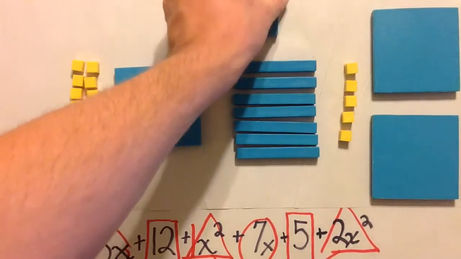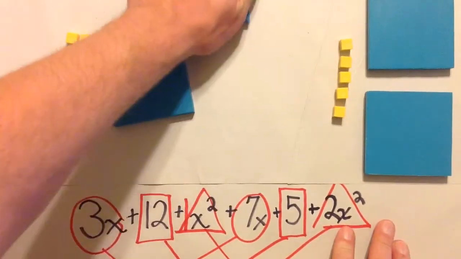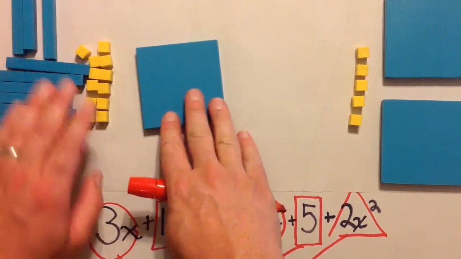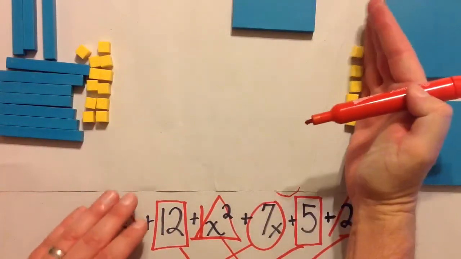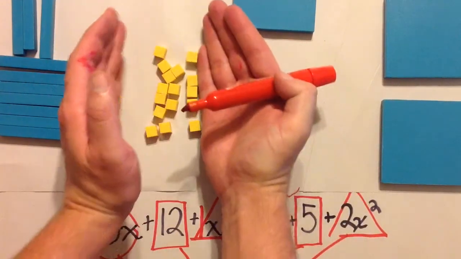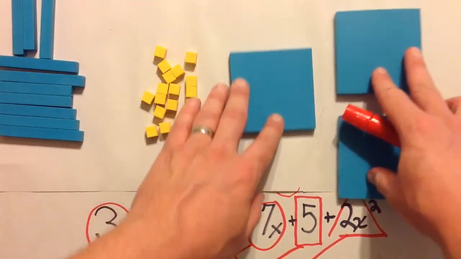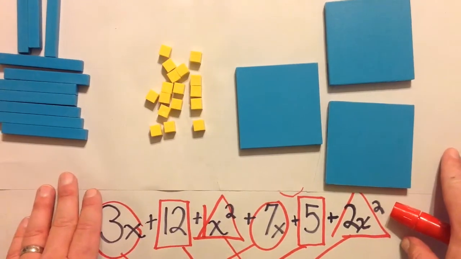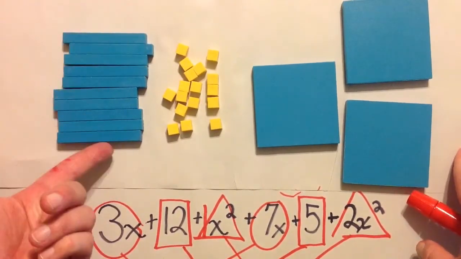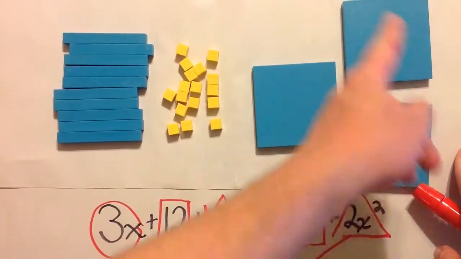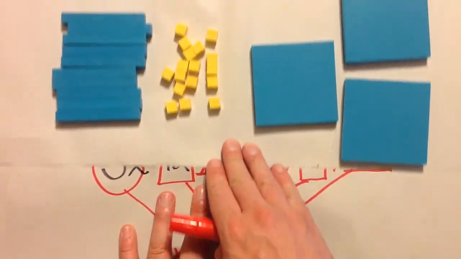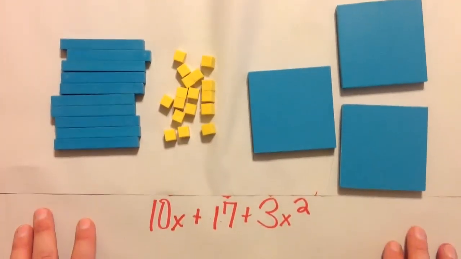So, I'm going to combine these x blocks over here, since they are the same kind of block. I'm going to combine these 1 blocks, these units over here, since they are the same kind of block, and these x squared blocks, since they are the same kind of block. What we have as a result are 10 x's, 12 ones, and 3 x squareds. This is equivalent to our simplified expression.